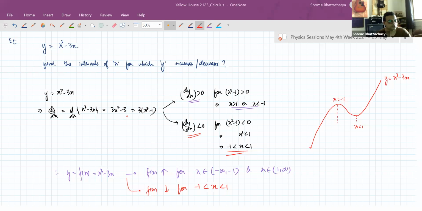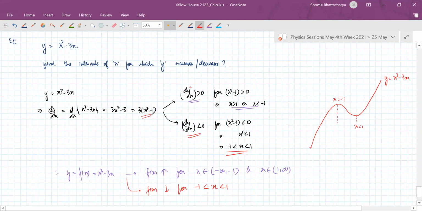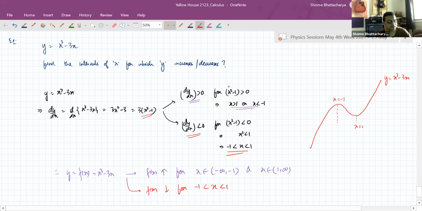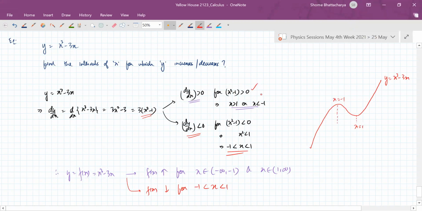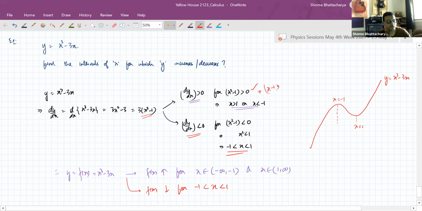Okay. So you understood up to this step, now the differentiation part. Okay. Now we have to solve this. Now dy by dx is greater than 0. So that means 3 into x square minus 1 is greater than 0. So x square minus 1 is greater than 0 because 3 is a positive number. So this is clear. Okay. Now next thing what we are saying, that x minus 1 into x plus 1 is greater than 0.